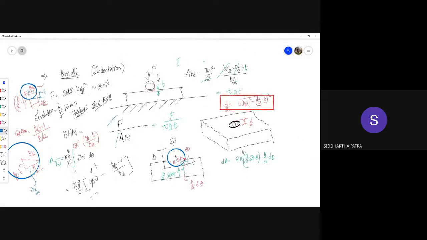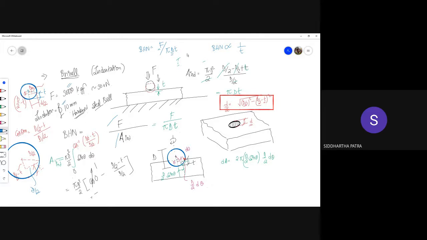So what we learned from this is, first of all, the Brinell hardness number is force divided by some area, pi D t. First of all, what we learned was that Brinell hardness number is inversely proportional to the depth of indentation. You see this F and capital D, these are constants. These are the specifications of the experiment.